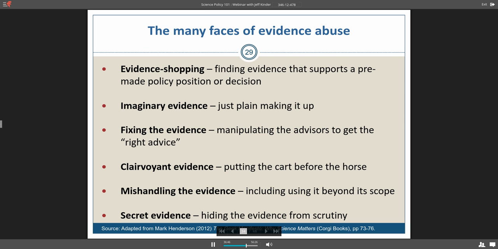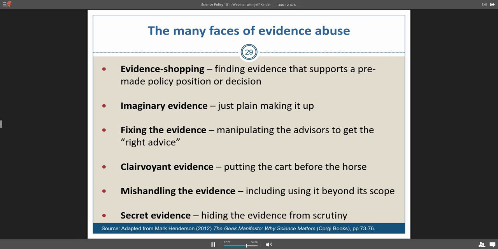And then another area where science can help the policy side is this understanding of there are different ways of using evidence and abusing evidence, and not necessarily for nefarious reasons. For example, under mishandling the evidence, decision makers basically take a piece of science advice and use it beyond the scope that it was intended for. So nothing nefarious there, but again, with a closer integration of science and policy, we can avoid some of these abuses.